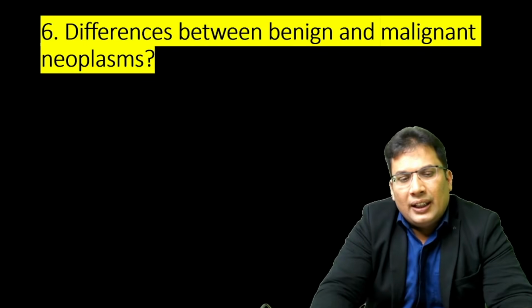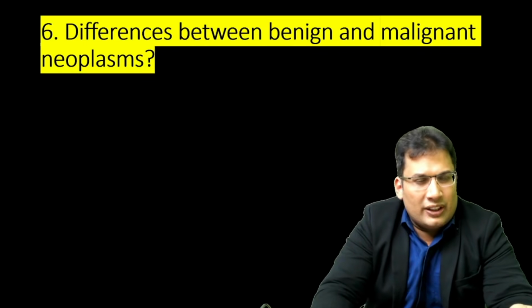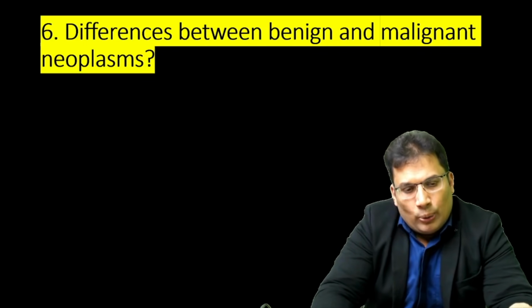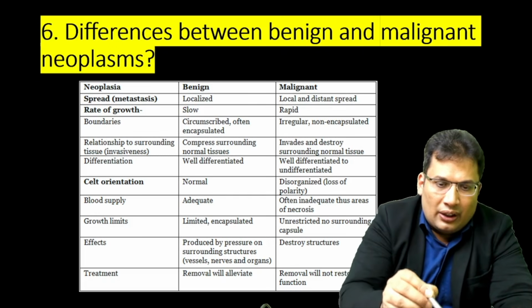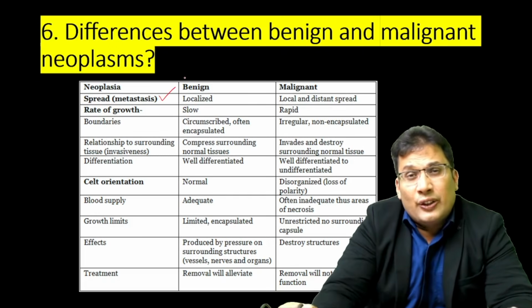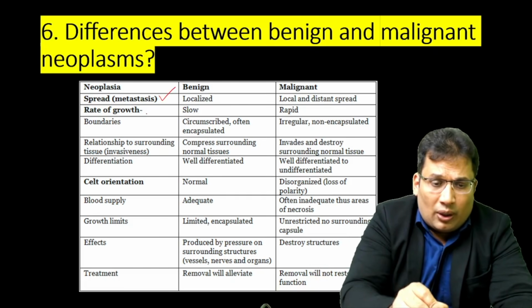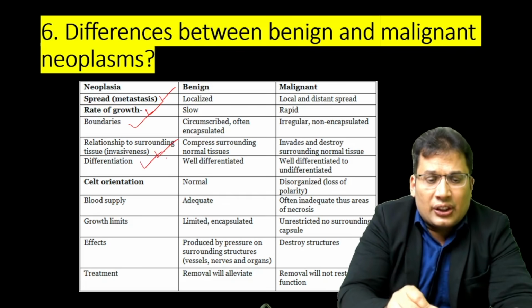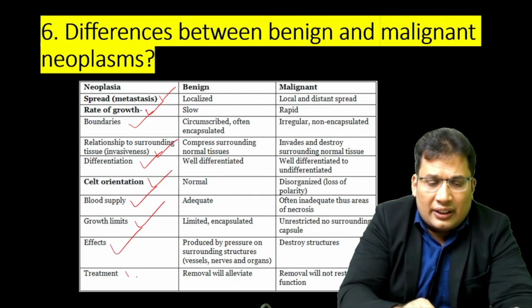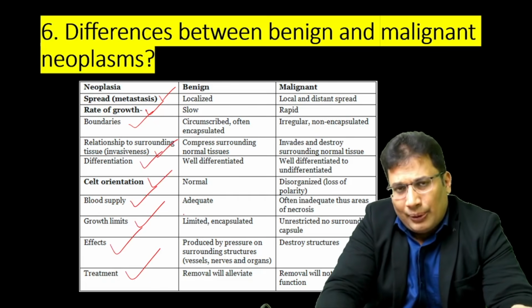Differences between benign and malignant neoplasm. One more very simple question: benign and malignant neoplasm. So the answer has a few points like spread. Metastasis is a feature of malignant tumor. Then rate of growth, boundaries, relationship to the surrounding tissues, differentiation, cell orientation, blood supply, growth limits, effects and treatment, and some examples you can write.